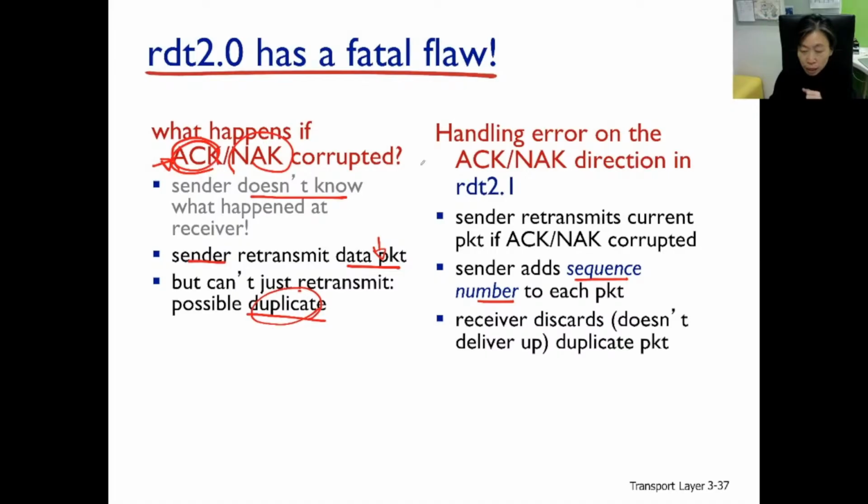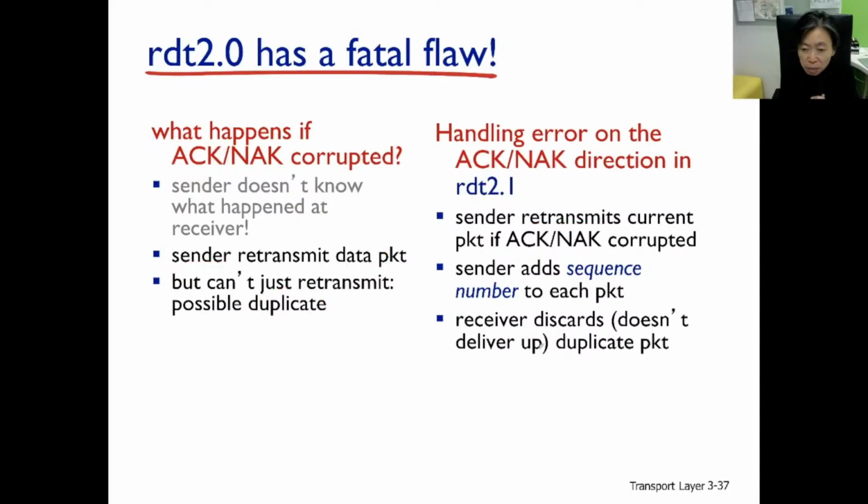So entirely in RDT 2.0, the sender will just retransmit the current packet in case the feedback is corrupted. But in the packet, it's going to carry a sequence number that will allow the receiver to tell whether this is a duplicate or not. In case the receiver detects it's a duplicate, it would discard the duplicated packet. And this is RDT 2.1.